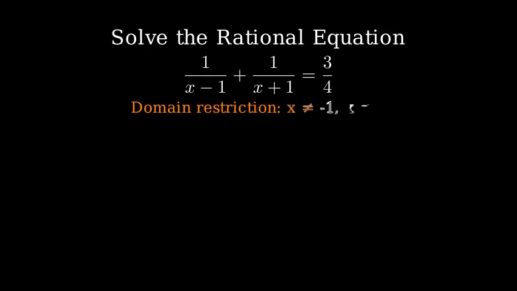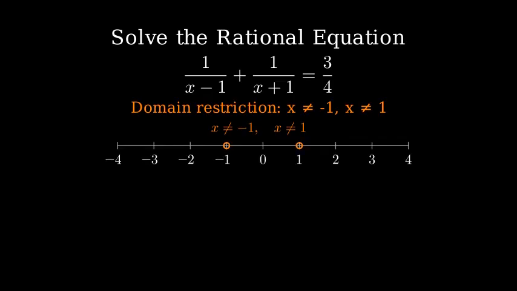First, domain restrictions. We cannot plug in values that make a denominator 0. So x cannot be -1, and x cannot be 1. Let's mark these on a number line with open circles.